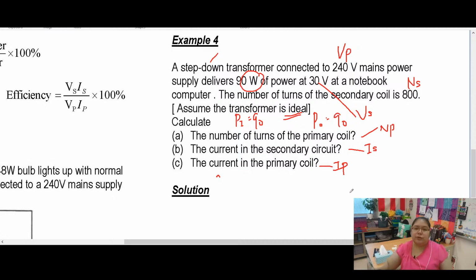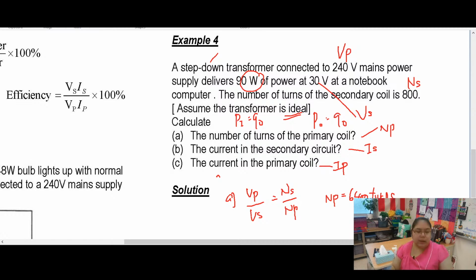Okay, we're going to solve the problem. Let's see A. Number of turns of the primary, NP. We can create the equation. We already have NS. So VP over VS equals NP over NS. You'll find the answer for NP. From here, the answer is NP equals 6,400 turns. That's the answer for A.